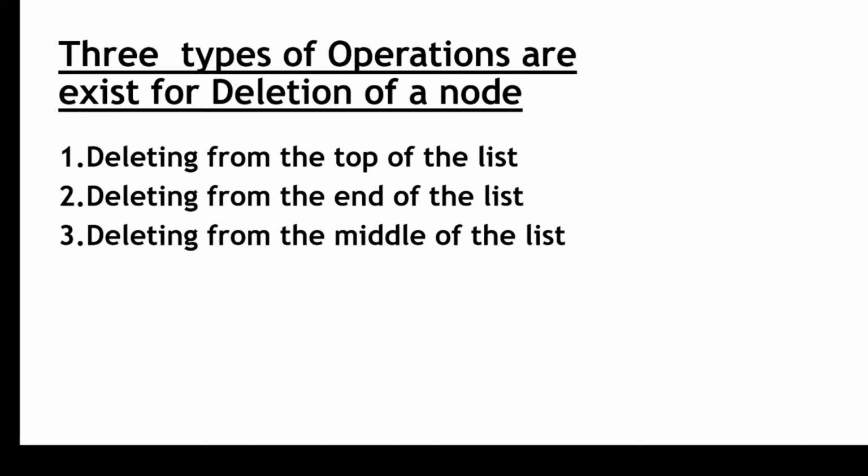Okay, we can go through the different types of operations that are used for deletion of a node from the list. First one is deleting from the top of the list. Second one is deleting from the end of the list, and the third one is deleting from the middle of the list. Okay, moving to the first operation, that is deleting from the top of the list.